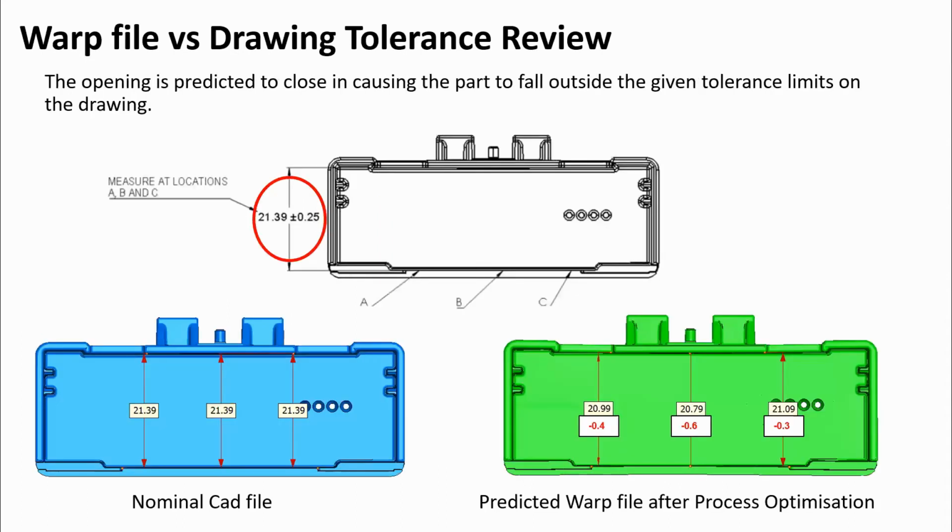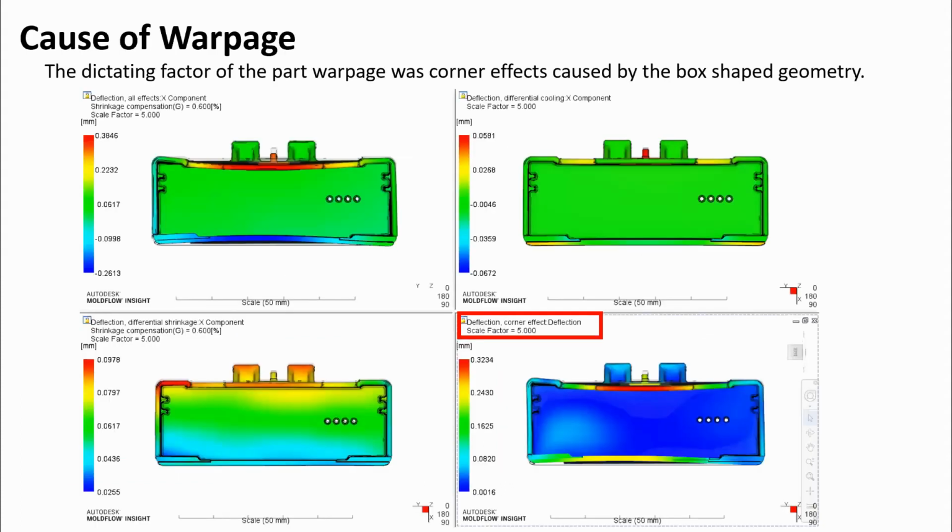The problem arose when we looked at a critical dimension on the drawing, which was 21.39 plus or minus 0.25 millimeters, the opening of the box, which we needed to measure at three locations on the component: A, B, and C. Even after our process optimization, we were getting good nominal lengths and widths, but the part file was still warped by 0.4, 0.6, and 0.3 at A, B, and C respectively. So this became a problem, and it led to the question: what's causing our warpage? Is there anything we can improve?